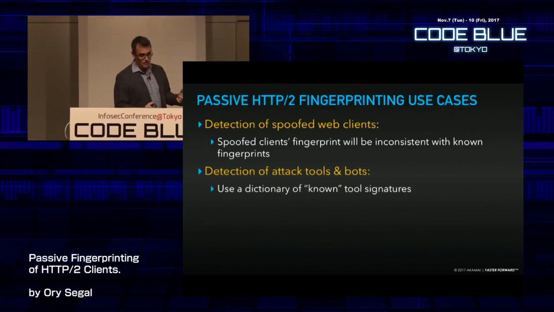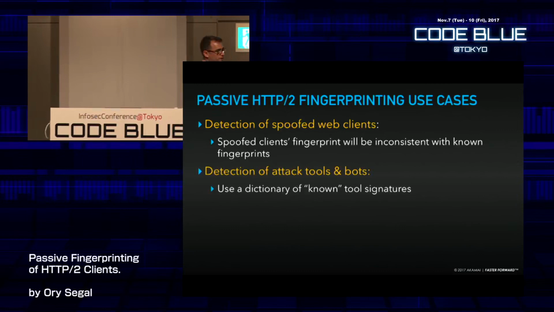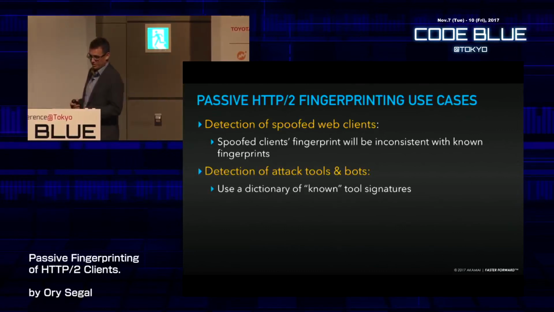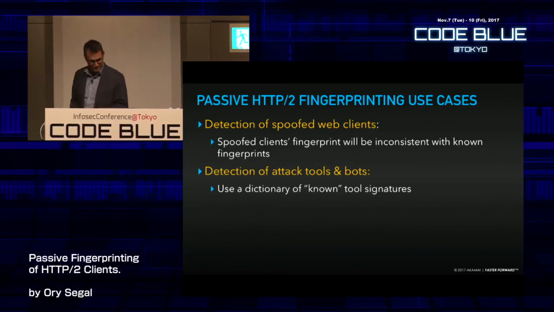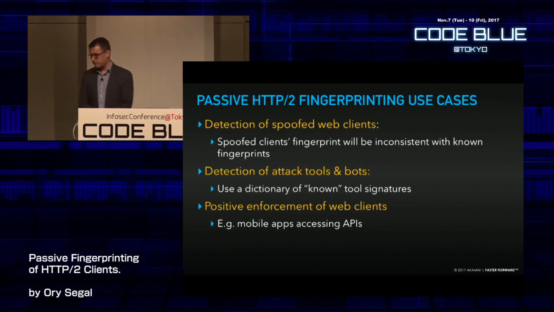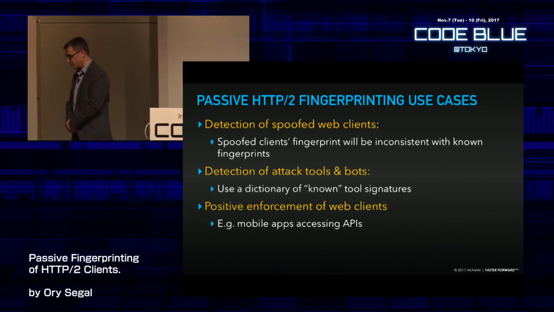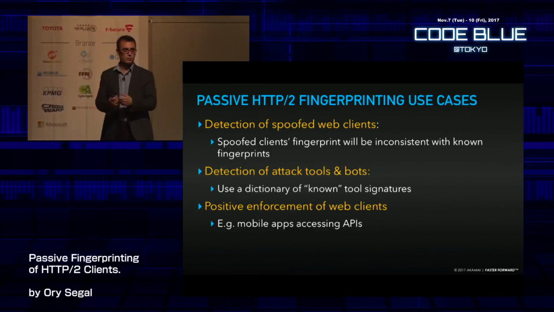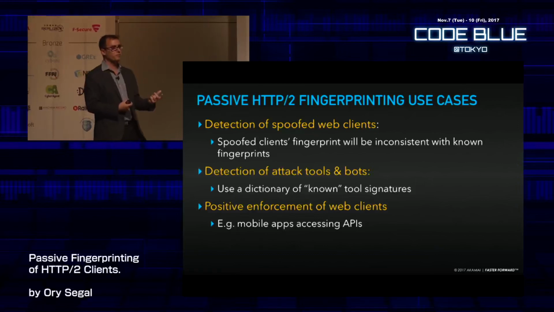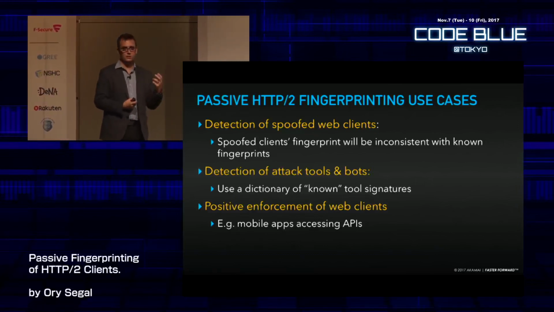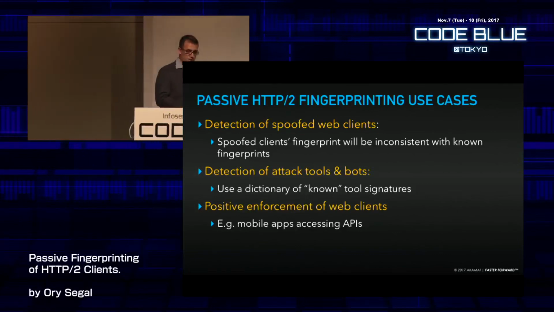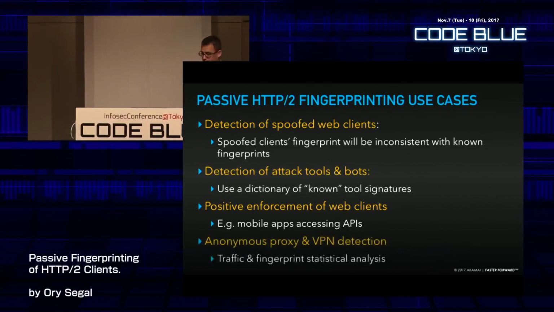You can detect attack tools and bots. We actually created a directory at Akamai of all the known attack tools. I'll talk about some of them in a moment. Most of them don't support HTTP/2. We'll get to that. You can do positive enforcement. For example, let's say your organization exposes a mobile API for the mobile application. It's very easy to whitelist the type of HTTP/2 fingerprint that you expect because you wrote the client, you know exactly how it looks. Anything else will be blacklisted, so positive enforcement of web client types.